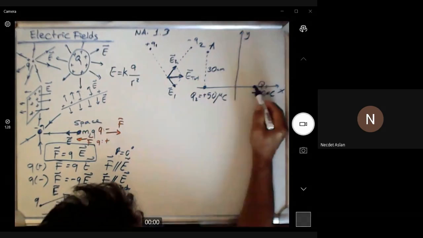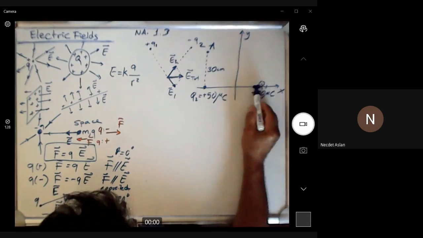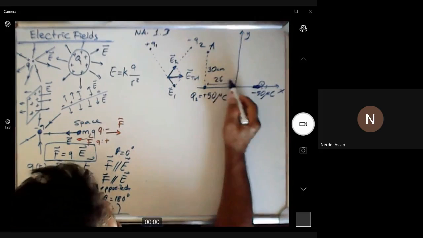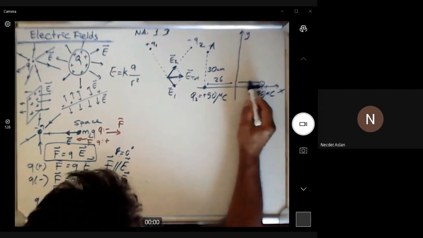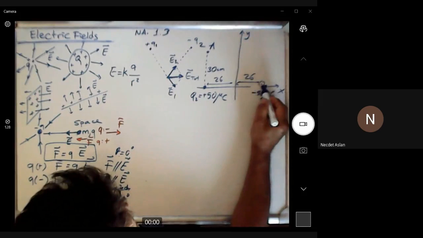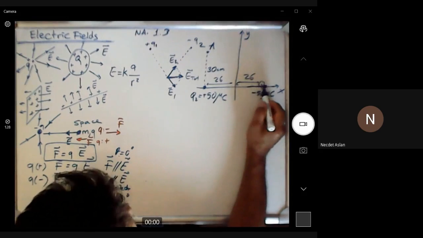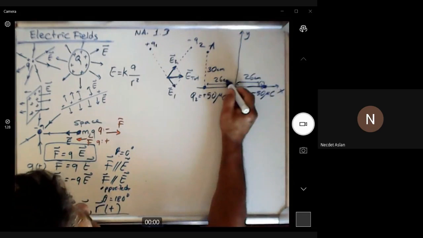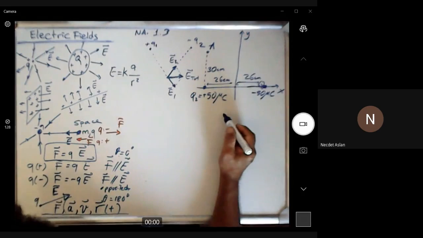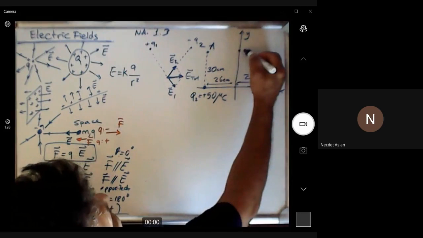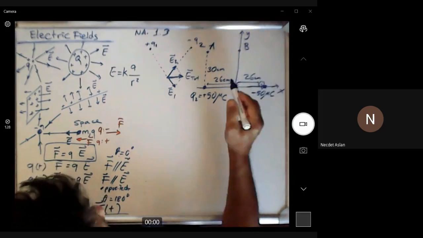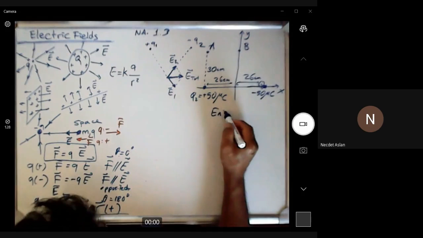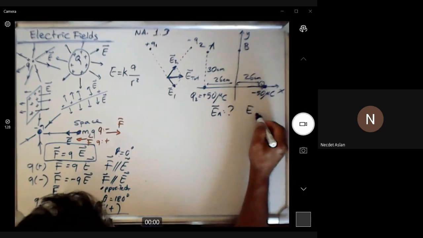And this is right in between the two charges. The distances are the same. Suppose that this is 26 centimeters and this is also 26 centimeters. The charges have the same distance to the origin. So 26 centimeters and 26 centimeters. And we would like to also find the electric field at point B. So what is EA? And what is EB?